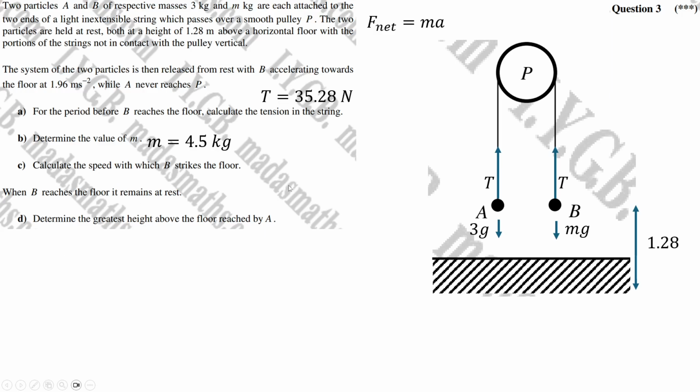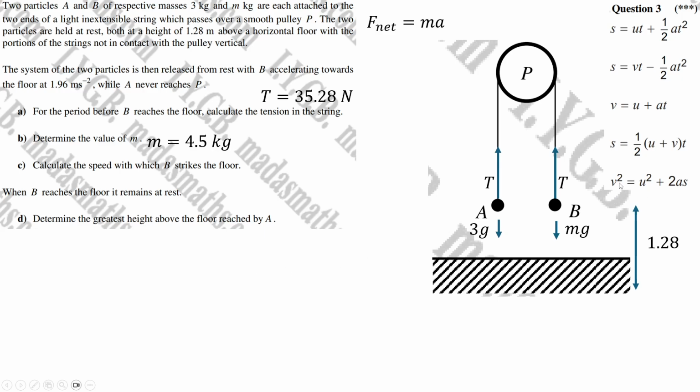Calculate the speed with which B strikes the floor. The acceleration is constant. It says somewhere here. No, it doesn't actually say, I don't think. It probably says that somewhere. But this is constant acceleration, so we're going to use suvat. Okay, we don't have time, so we're going to be using this equation again.